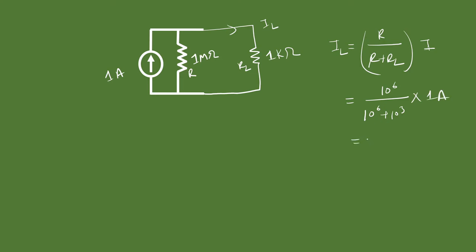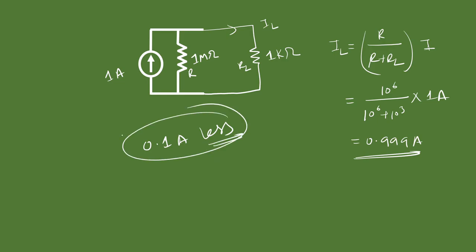This current becomes 0.999 ampere. So this current is actually 0.001 ampere less. So this is the amount of leakage current. Nearly 1 milliampere is the amount of leakage current that we are losing due to the internal resistance of the current source, right? So the basic difference between ideal and practical current source is now clear.